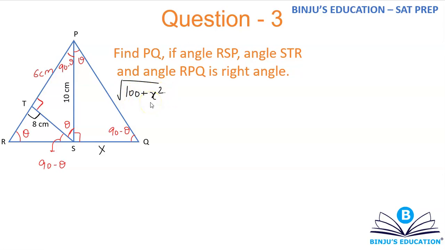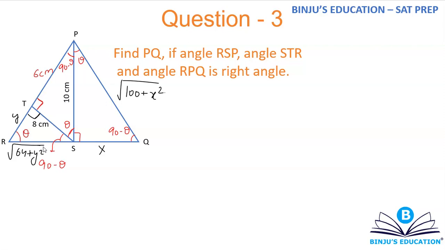Similarly, I'm going to take TR to be Y. So the length of RS will be root of 64 plus Y square. If you observe carefully now, I just have two variables, X and Y. That is all I need to figure out, nothing else is required. Can I do anything else also? I can do one more thing if I want a relationship between X and Y.